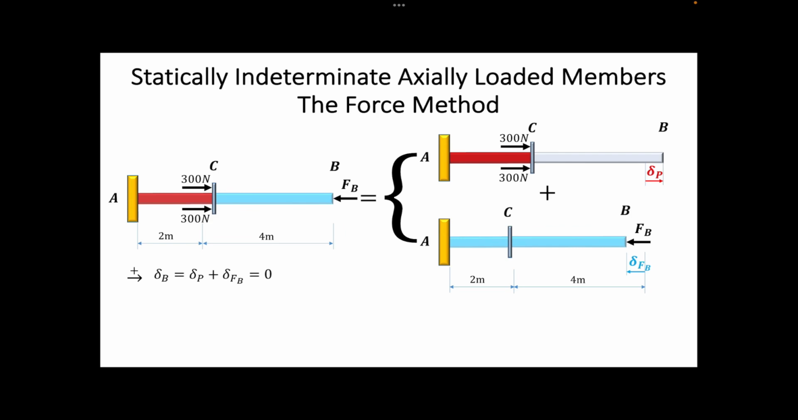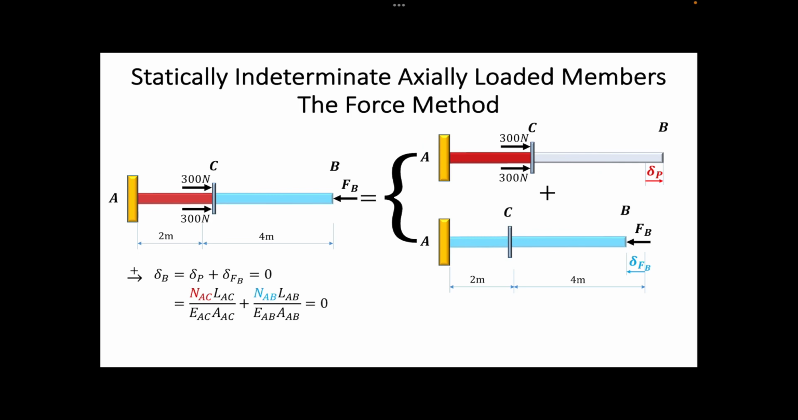This equation can be rewritten based on the normal force in each segment of the bar. You might wonder why we use segment AC to determine delta P and the entire length of the bar to determine delta FB. The answer can be found from the diagram for each separate load case. As you can see, while the external load produces tensile stress and elongation in segment AC only, the reactive force FB causes compressive stress and contraction of the entire bar.